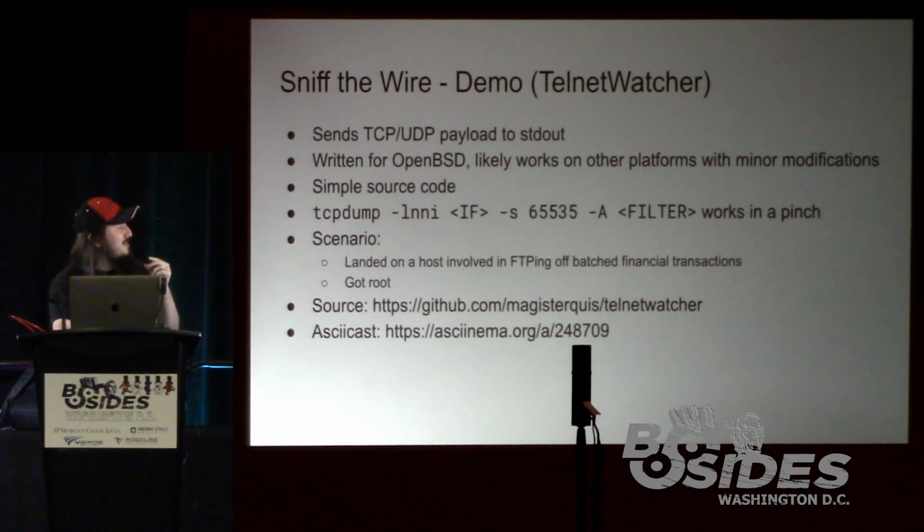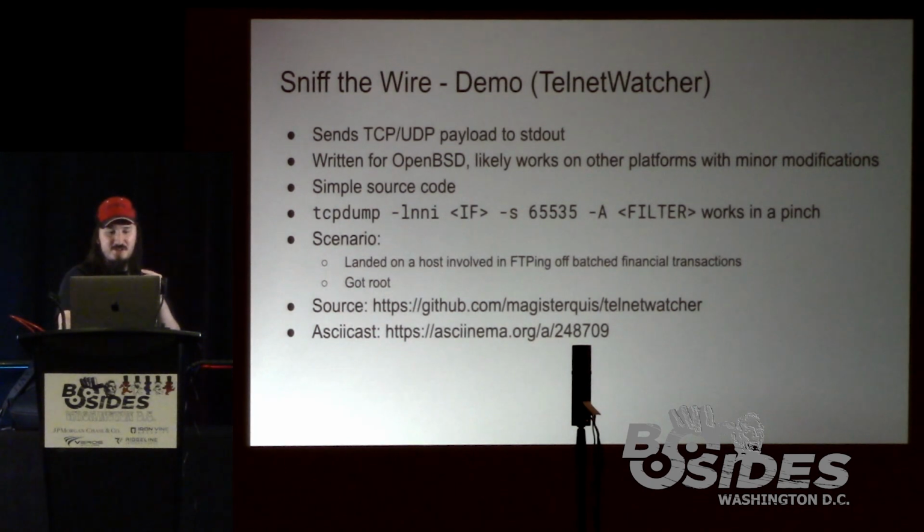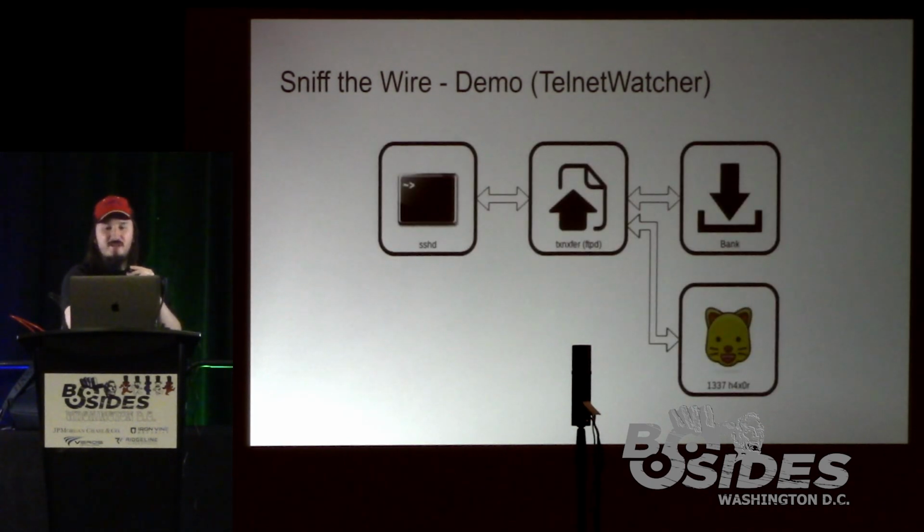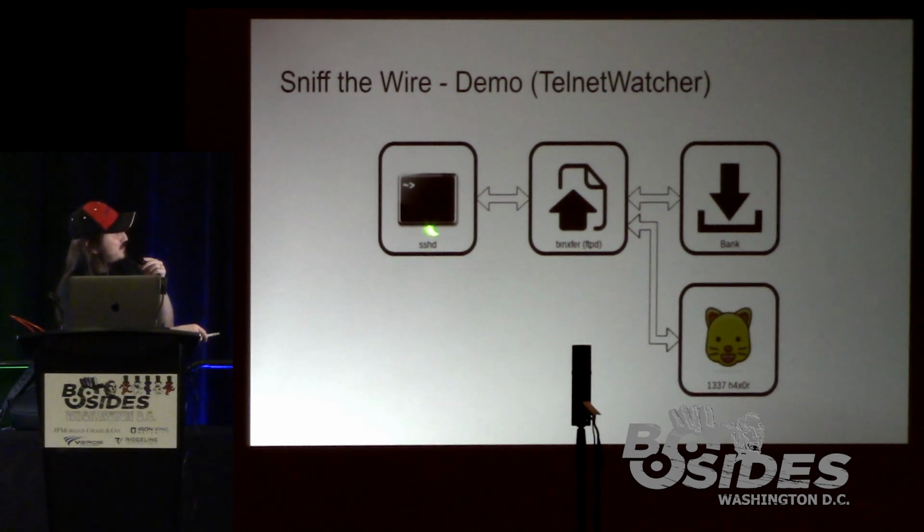So our little cookie scenario here, we've landed on a host. It's FTPing batched financial transactions off, and we've got root. It looks a bit like this. There's some transaction transfer box running an FTPD, and our lead hacksaws, we're on this box, and there's some bank and SSH comms going to be around there.